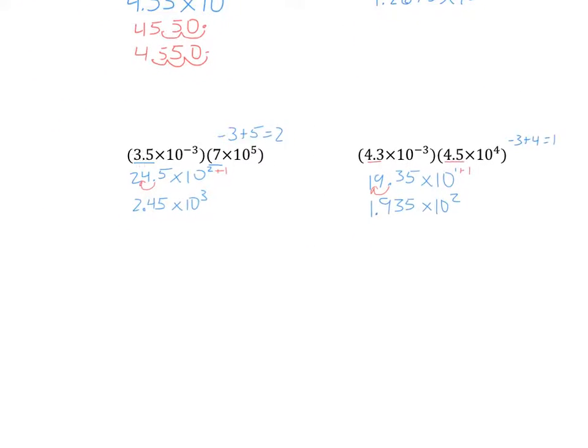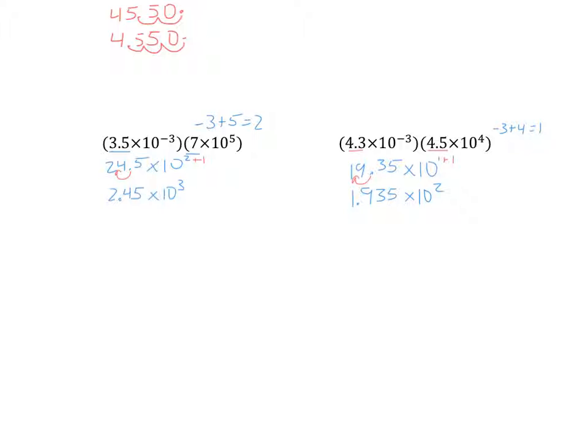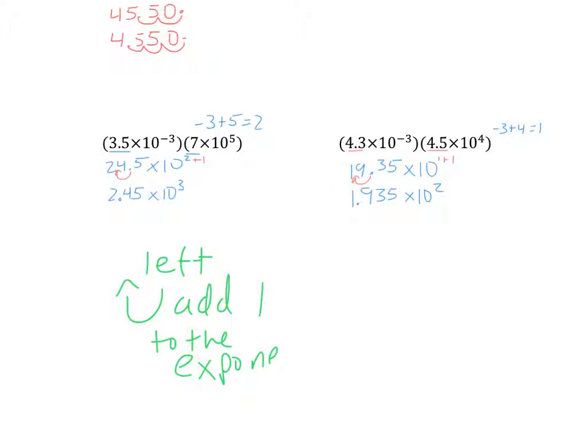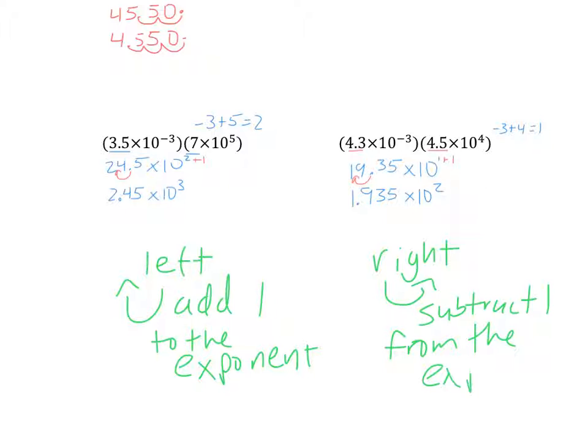Okay, today, in order to rewrite in scientific notation, we were always moving to the left, right? And so if we're moving our decimal point to the left, then we add 1 to the exponent. You'll see tomorrow when we start moving our decimal place to the right, we're going to have to do the opposite, right? When we're dividing, we'll end up having to move it to the right, which means we will subtract 1 from the exponent. But we will talk about that more tomorrow.